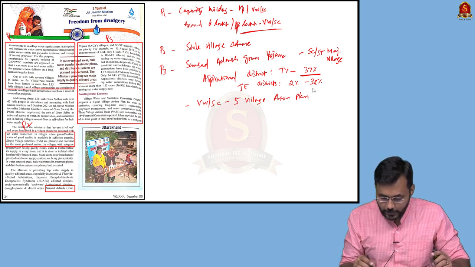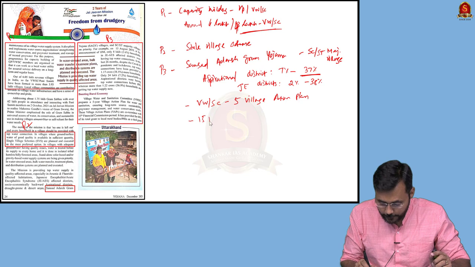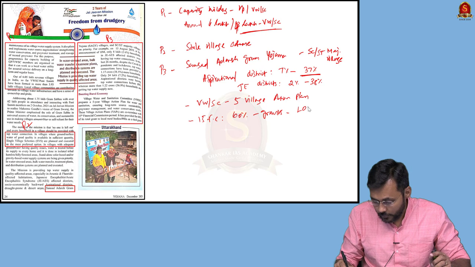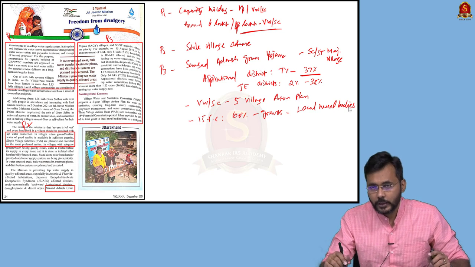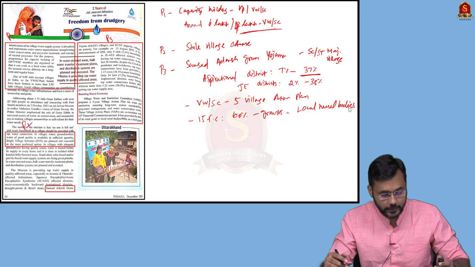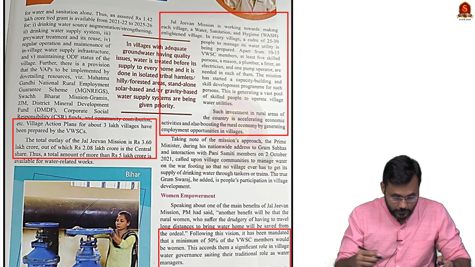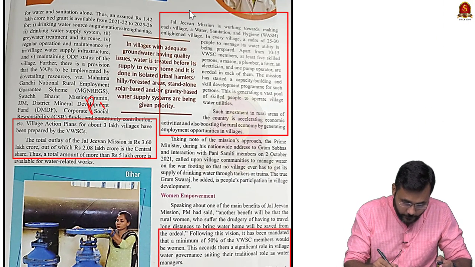And also we can see that under the 15th Finance Commission, 60% of the total grants goes to local rural bodies. So when these plans are properly executed, ultimately that drives the rural economy. That's the point the article says. Next paragraph.